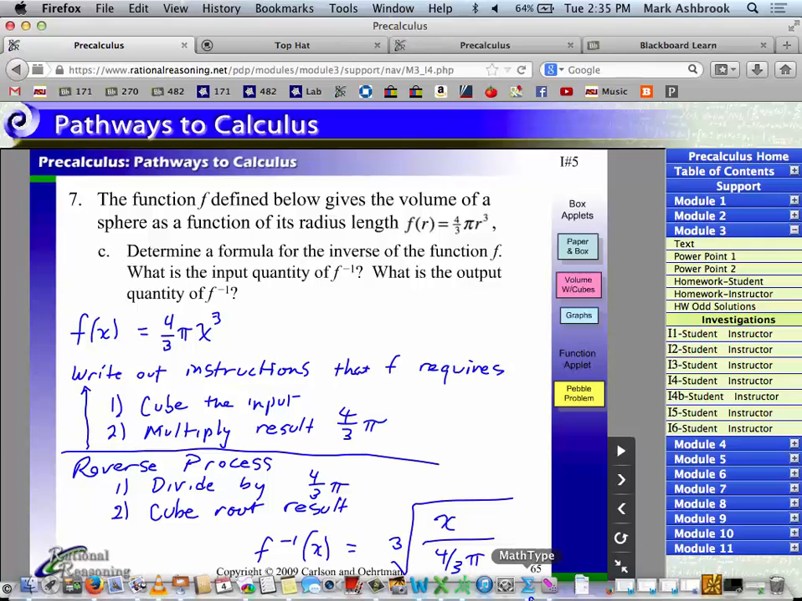Sorry, Christian, did you have a question? Yeah, I was wondering, if you multiply by 3/4, would you still end up with the same answer? Yeah, you could do that, but it would have to be 3 over 4 pi, with pi in the denominator. Perfectly fine.